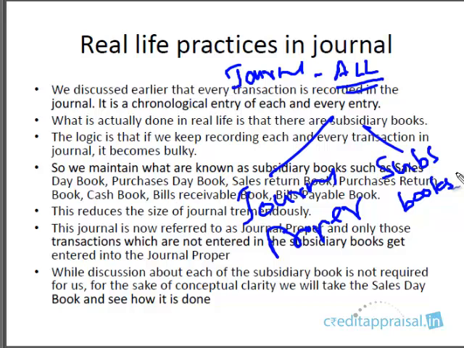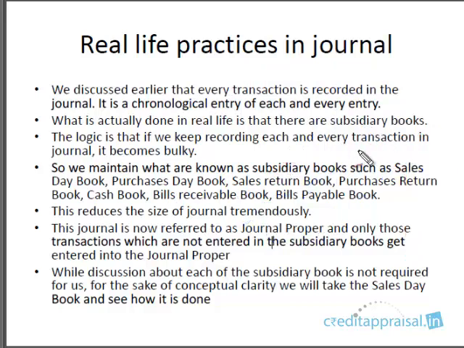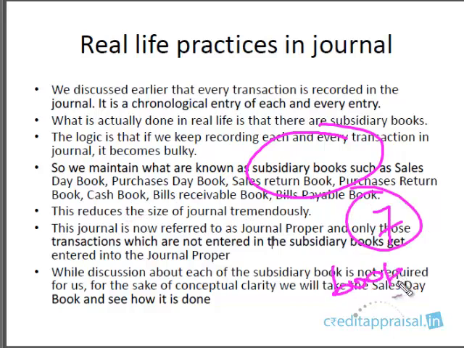So there are certain books which the company maintains called the subsidiary books. Usually the company maintains a sales day book, purchases day book, sales return, purchases return, cash book, bills receivable, and bills payable. These are the books which the company usually uses, and these books are known as the subsidiary books, okay? So any transactions pertaining to sales or purchase or cash get entered in the particular book. Here we have discussed 1, 2, 3, 4, 5, 6, 7 books. So any transaction that pertains to these particular heads will be entered into the subsidiary book.